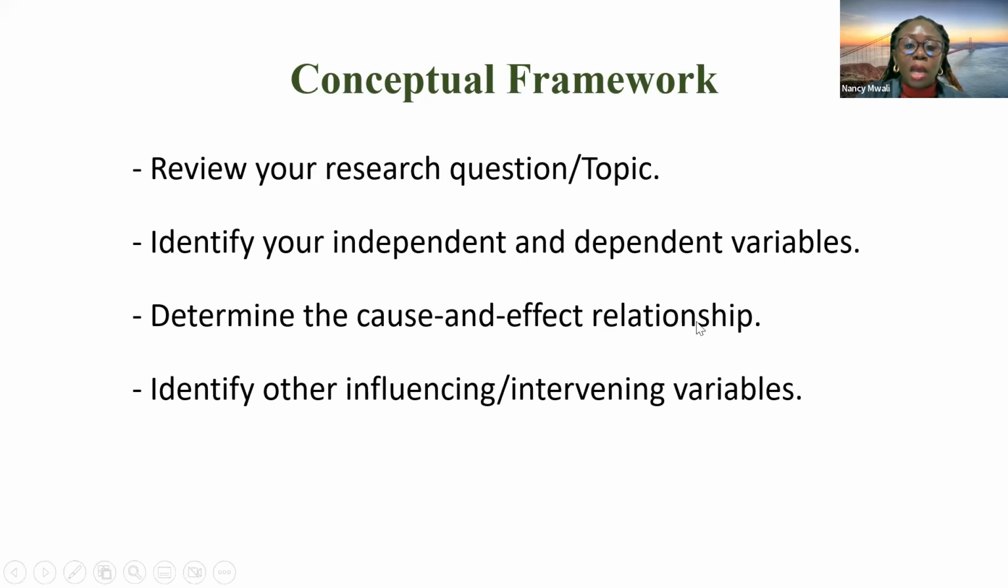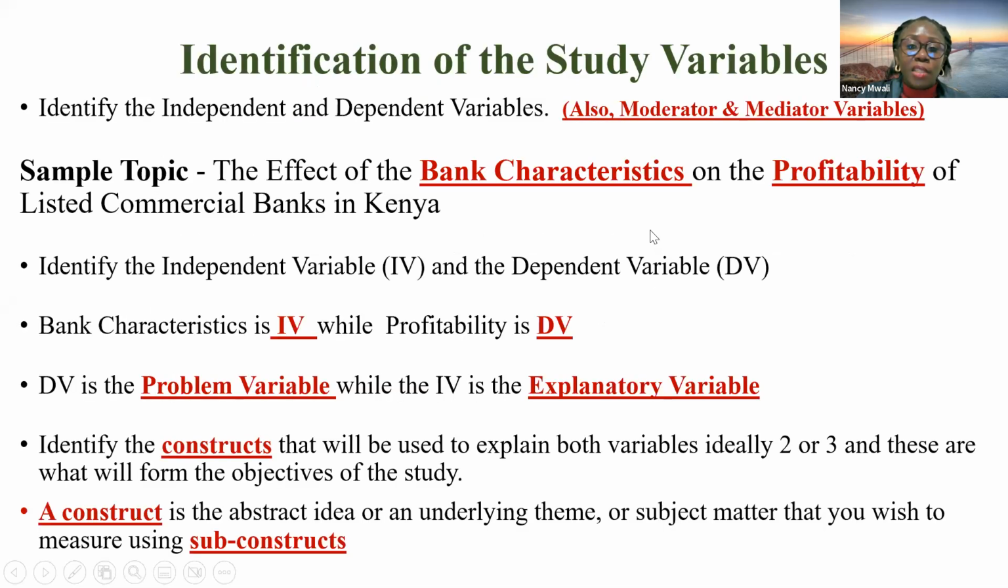What affects what, how, and why? And then you also have to identify other intervening variables if you are going to have them in your study. They don't have to be there. It depends on the level, whether it's master's or PhD, but it will always be good for you to identify those early in advance before you even decide to draw up the conceptual framework.